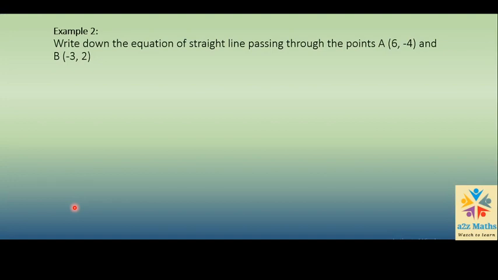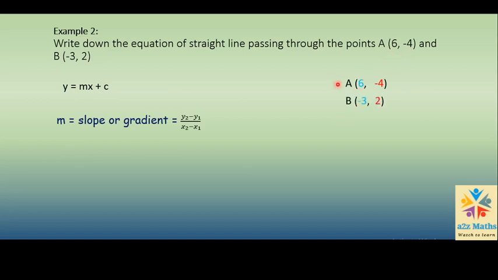Okay, let's take another example. Write down the equation for the straight line passing through the points a (6, minus 4) and b (minus 3, 2). Let's start. You remember the method, write down the standard format of the equation first. Now write down the formula and write down the given points upside down. You can write b up and a down, it doesn't make any difference. Your final answer will be the same.